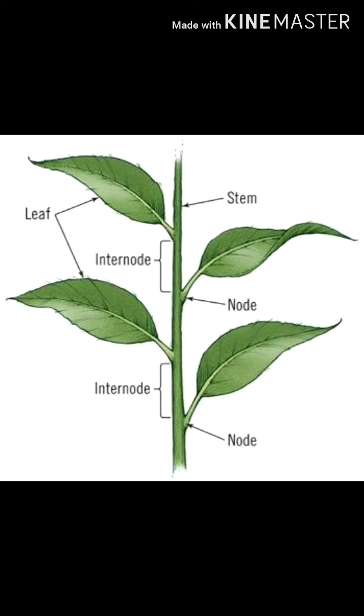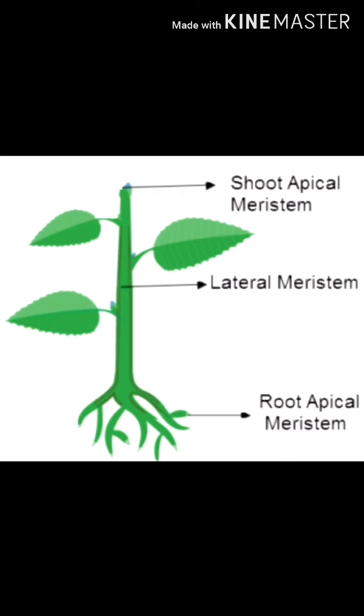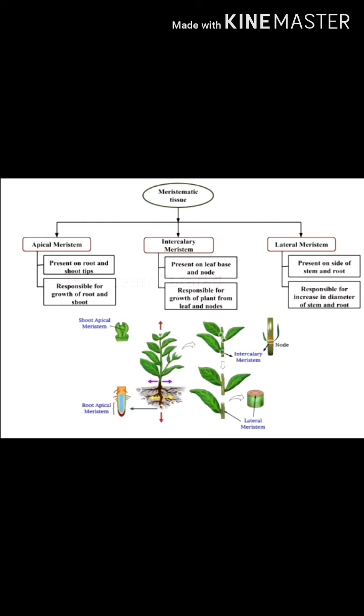Now lateral meristem. Lateral meristem occurs on the sides, both in stem and roots. Lateral meristem is of two types: vascular cambium and cork cambium. Cork cambium is present beneath the bark, and vascular cambium is present in vascular bundles. And what are vascular bundles? Vascular bundles are xylem and phloem, and we will study xylem and phloem further in this chapter. Lateral meristem increases the girth of the stem and root, means it increases the diameter of stem and root.